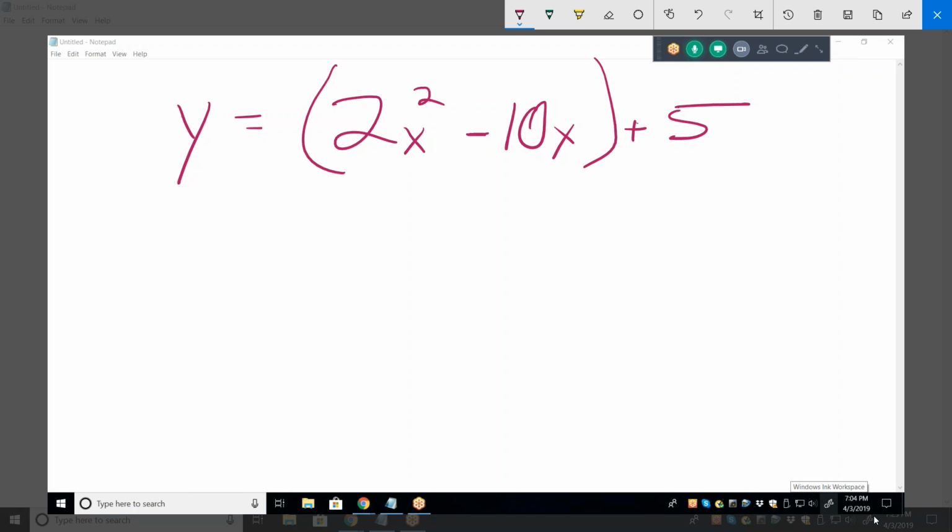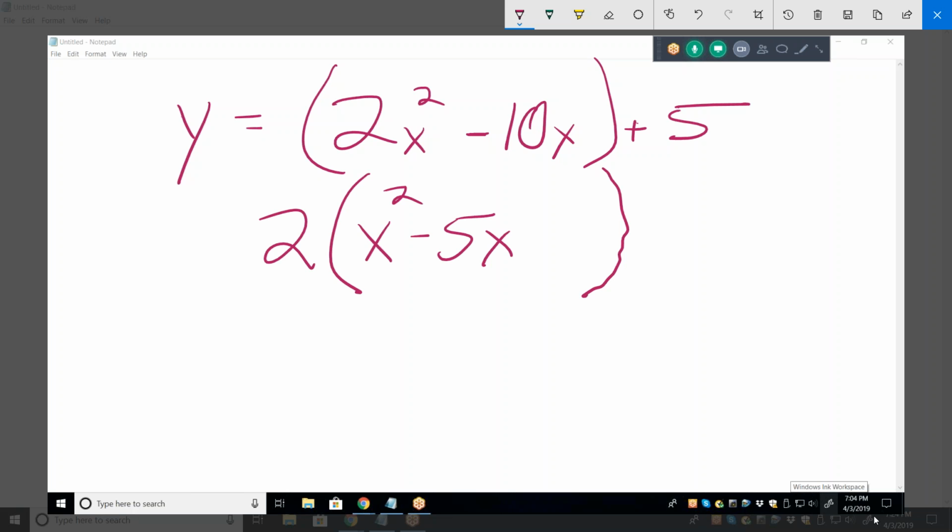But I cannot complete the square until I get the coefficient of the first term to be 1. So how do I do that? In other words, the whole process of completing the square requires that. This cannot be a 2. Has to be a 1. How can I make it a 1? Would you divide everything by 2? Yeah, factor out a 2. Now what are you left with? X squared minus 5x. I'm going to leave space to complete the square. And I still have my 5.